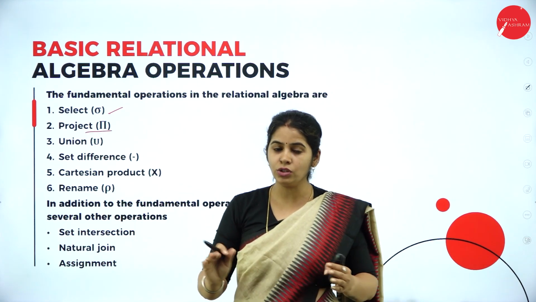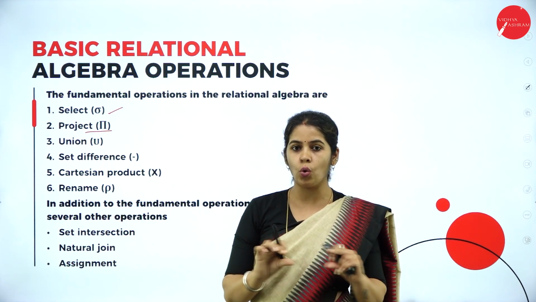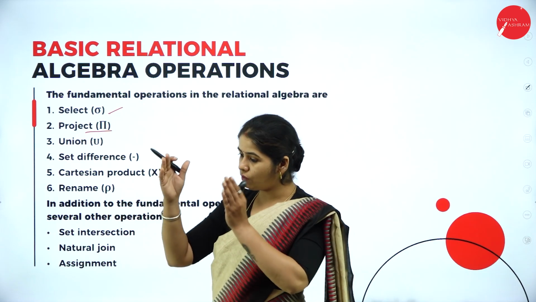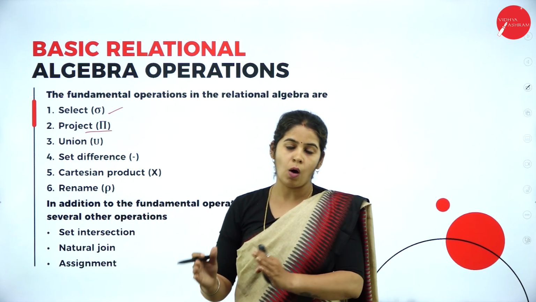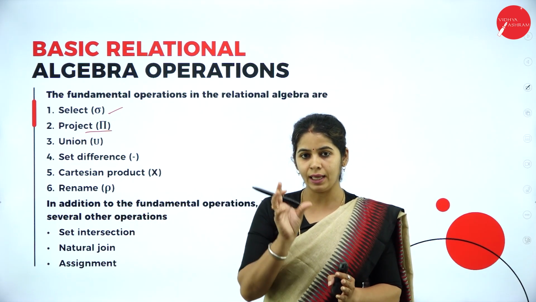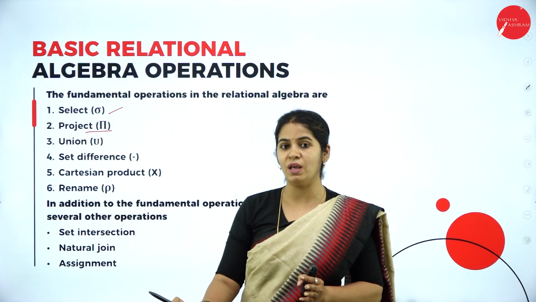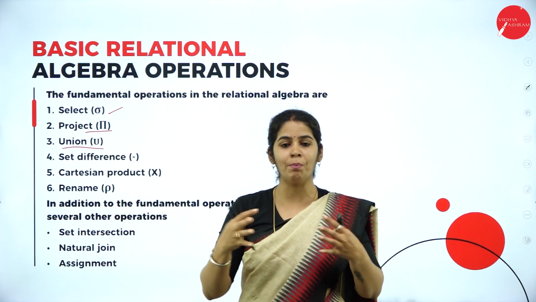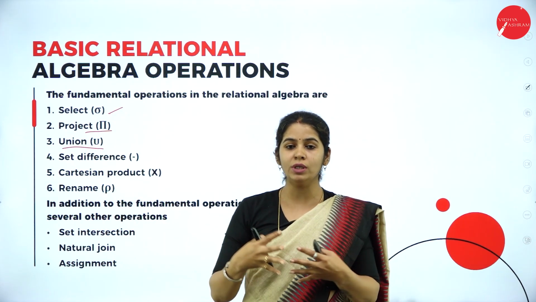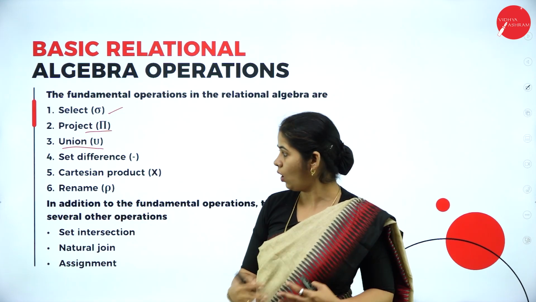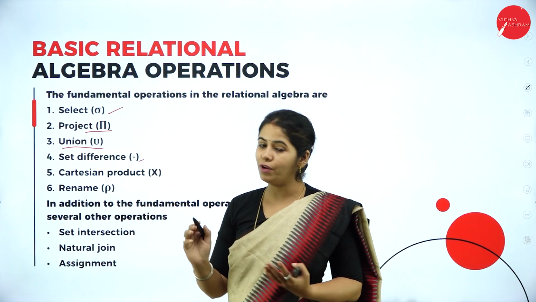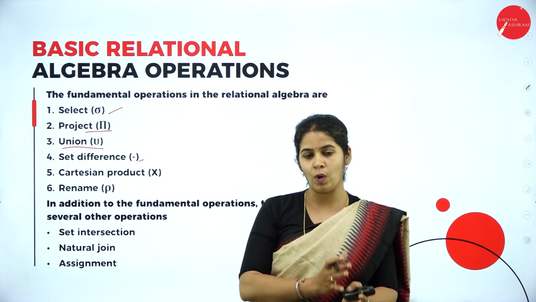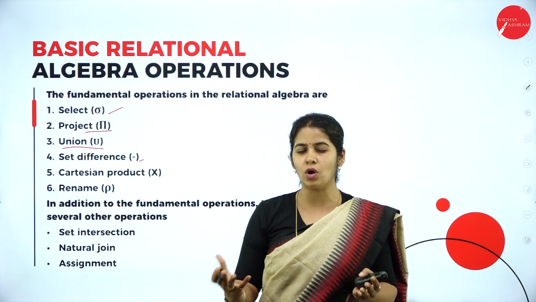Project. Select works on the tuples, that is, on the rows. When it comes to project, it works on the columns. Whichever columns I want to display out of the complete table, I can display only two columns, or one column, or as many as required. Union operation. Union means combining two things; combining two tables together using the union operation. Set difference. Difference means it should be present in one and it should not be present in another. That is called a set difference.